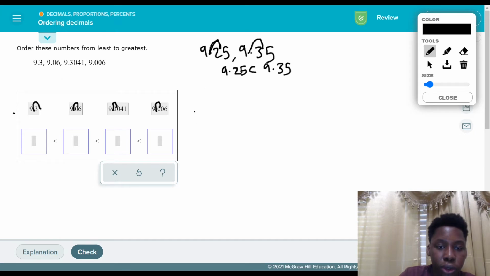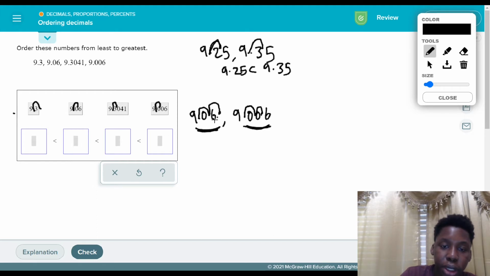So 9.06 and 9.006. We move here: this is 0 now, and this is 0. Since they're the same, we switch over again to the next one. This is 6 here, and this is 0. Now we're housing 6 here and 0 here, and we know 6 is bigger than 0. Since 6 is bigger than 0, automatically this one here should be bigger than this one.